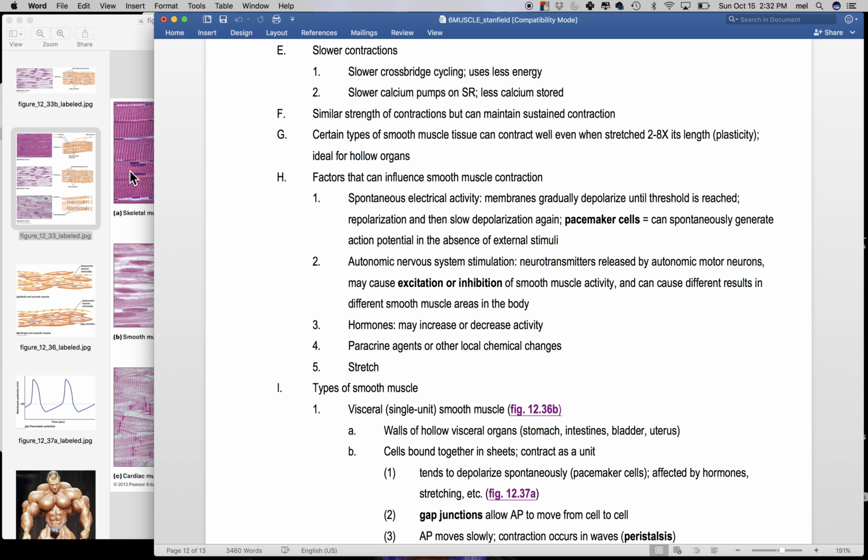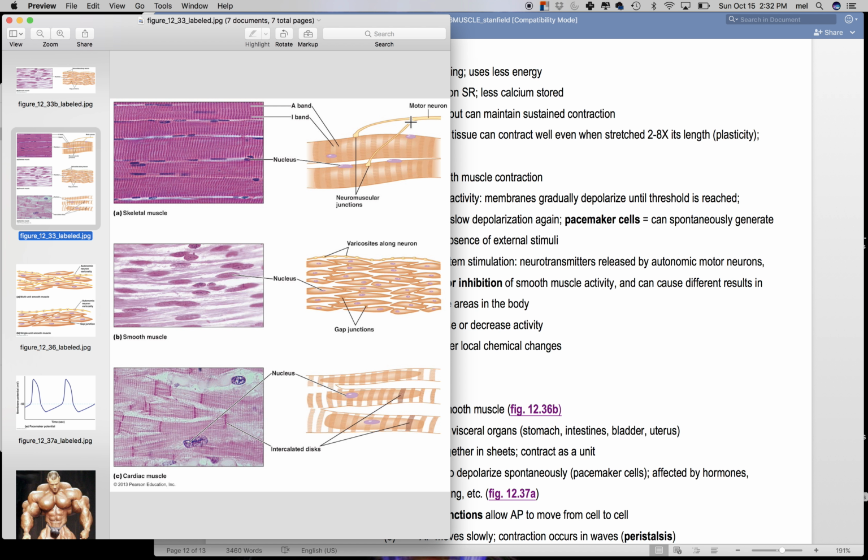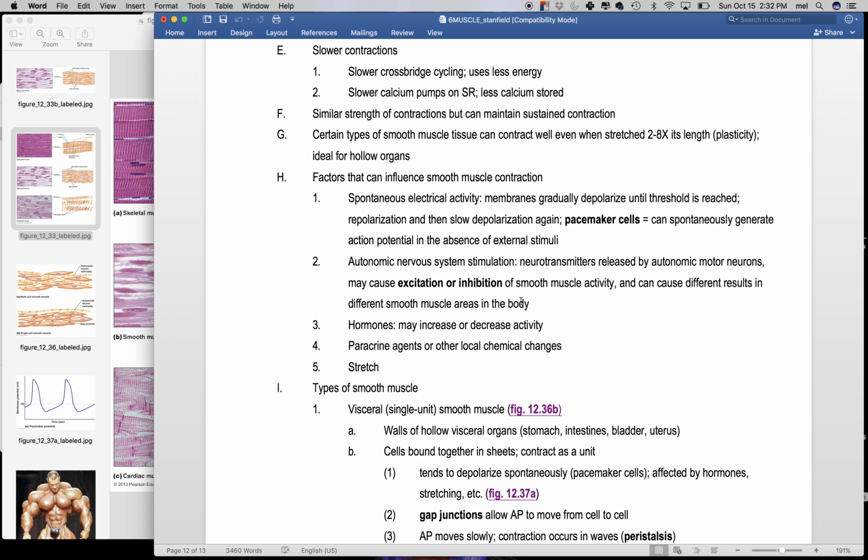activity. So for instance, with skeletal muscle, you either stimulate it and make it contract, or you just leave it alone. But what I'm telling you is with smooth muscle, you can either actively speed it up or actively slow it down. So we will get into that in the next set of notes as well.